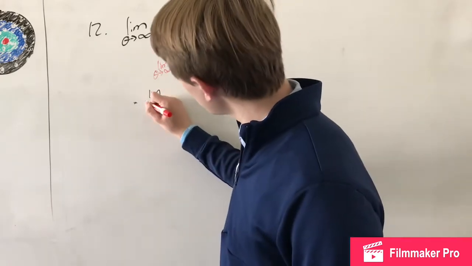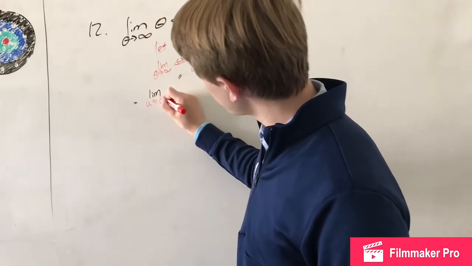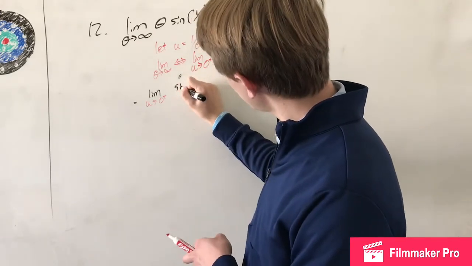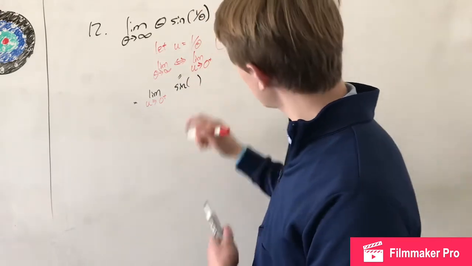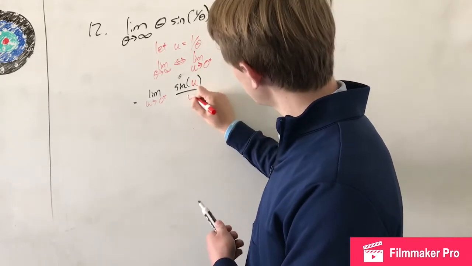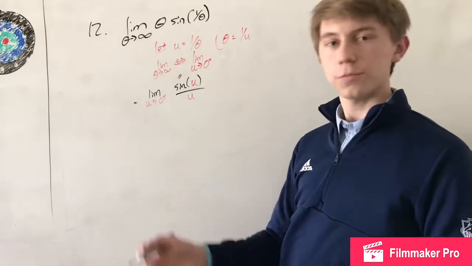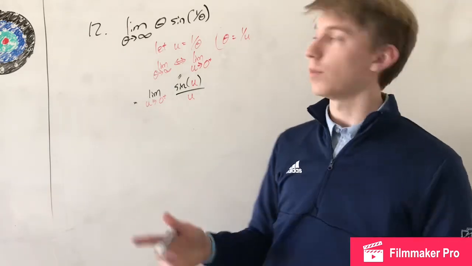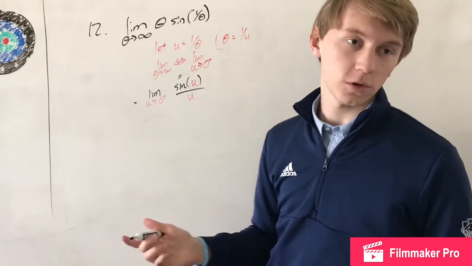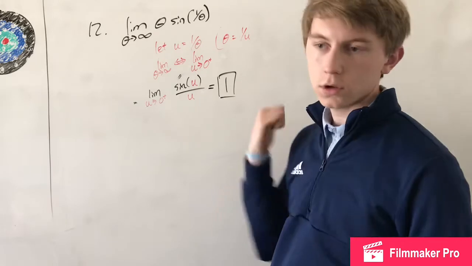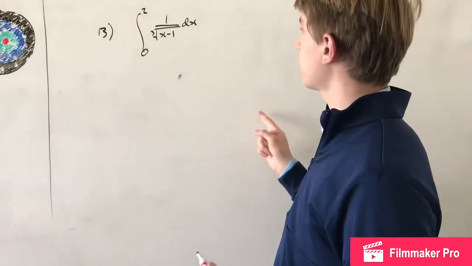as the limit as u approaches 0 from the positive end of sine u over u. And at this point, if you don't recognize this limit, then it's kind of sad. But I mean, you can just do L'Hopital's rule again and see this is equal to 1. So yeah.